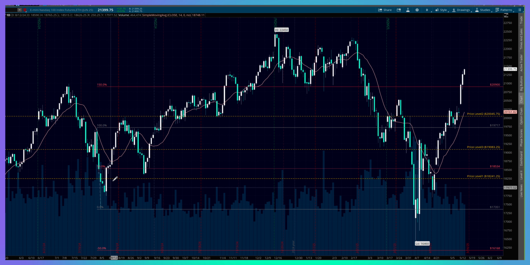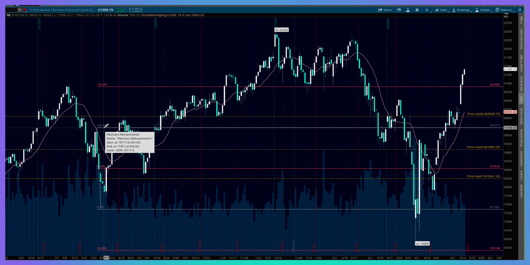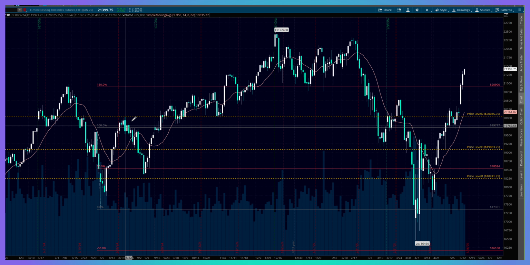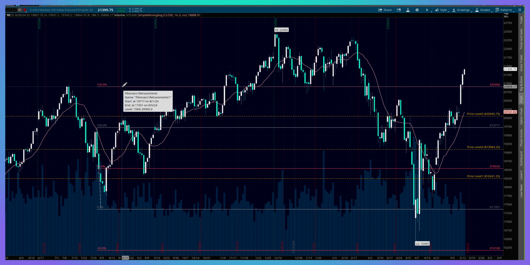Here's something else. Once in a while, price will break the structure. It won't get to the 150%, but it will fail. When it fails, the anticipation is that it goes to the 50%.